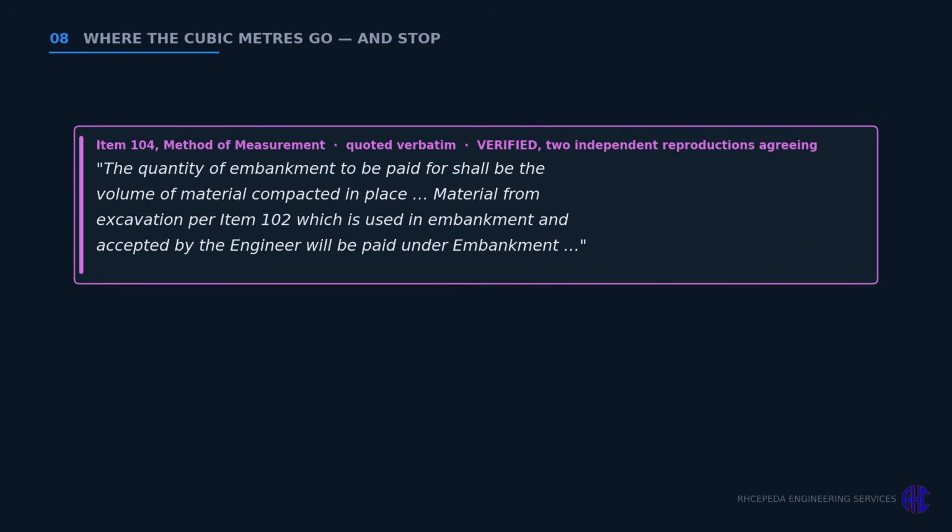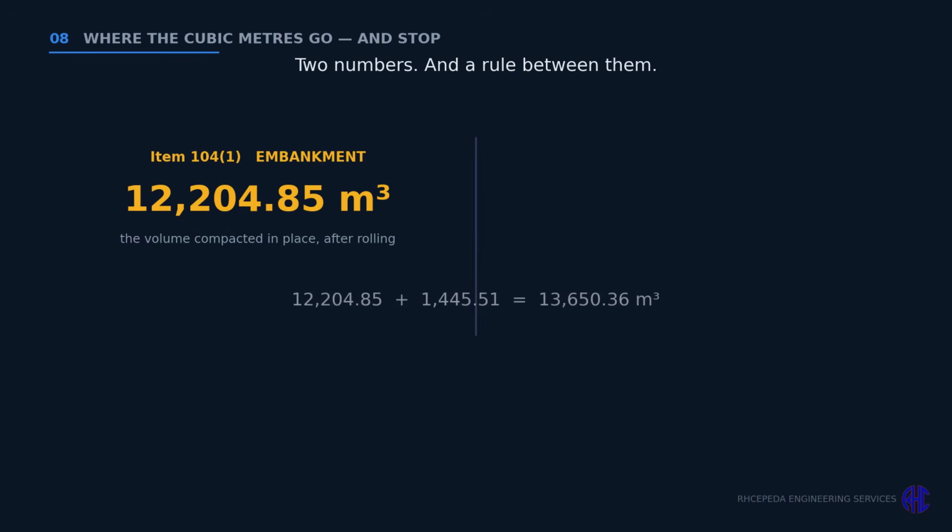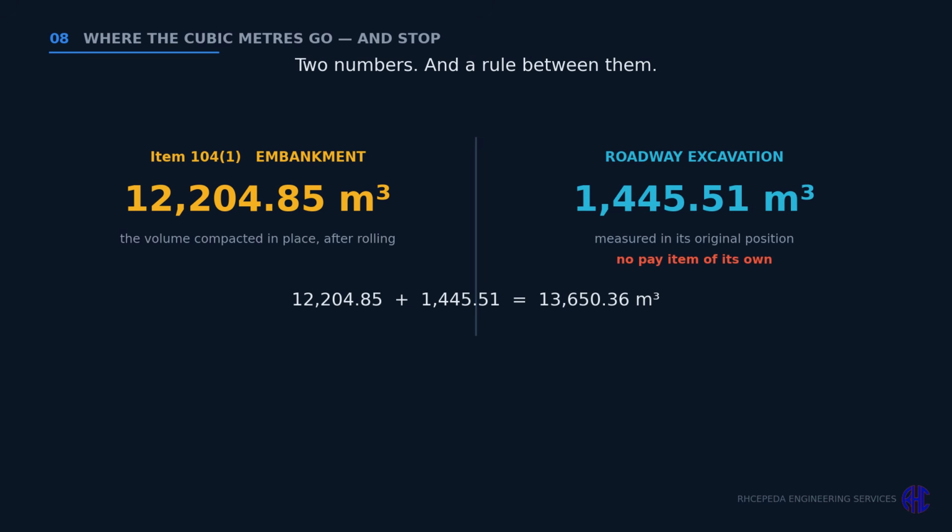Item 104, Method of measurement, word for word, the quantity of embankment to be paid for shall be the volume of material compacted in place. Excavated material used in embankment is paid under embankment. Embankment, 12,205 cubic meters. The cut gives up 1,400, not enough to leave a surplus at any exchange rate.